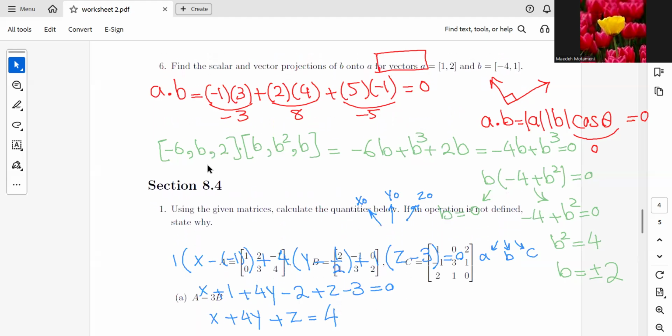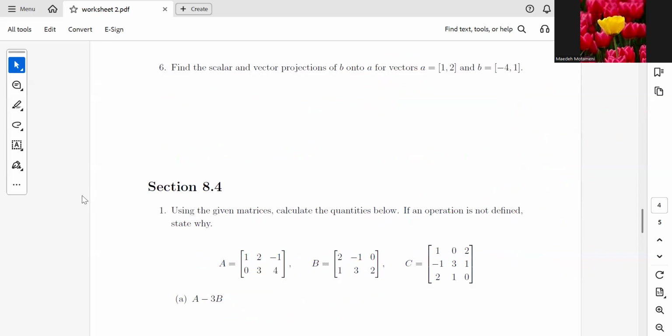Next one is number 6. It says find the scalar and vector projections of b onto a, for vectors a, which is 1 and 2, and b, which is -4 and 1. So let's recall the formulas. We had the formula for the component of b onto a, which is the scalar projection, and that is a dot b over the length of a.